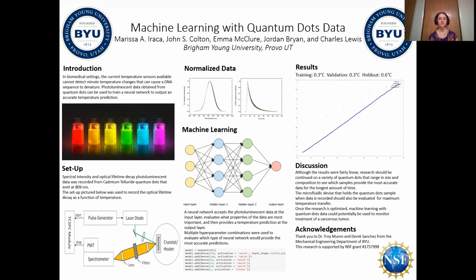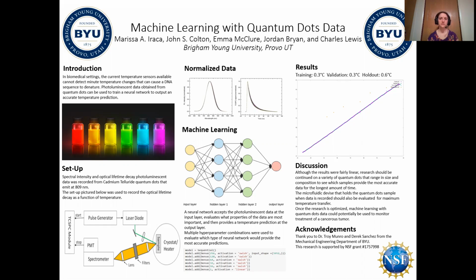The purpose of this research, simply put, is that in biomedical settings, there aren't enough accurate temperature sensing probes available. For example, whenever you're reading the temperature change that can cause a DNA sequence to unravel, sometimes this temperature change is too minute to even be detected. So we thought instead of reading the temperature directly, why not read the temperature indirectly by recording photoluminescence data from quantum dots as a function of temperature?